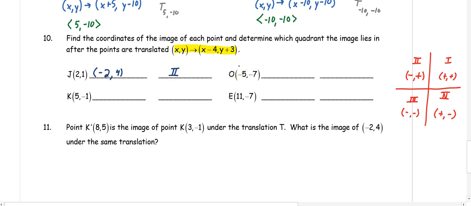Next, negative 5, negative 7. So negative 5 minus 4 is negative 9. Negative 7 plus 3 is negative 4. So this is in the third quadrant. K, 5, negative 1. So 5 minus 4 is 1. Negative 1 plus 3 is 2. So this is in my first quadrant. E, 11 minus 4 is 7. And negative 7 plus 3 is negative 4. So this is my fourth quadrant.